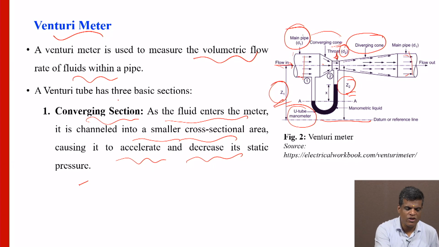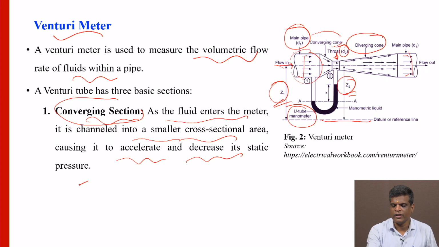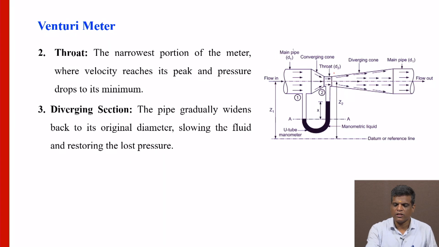The first section is the converging section. How does the converging section work? It starts with a regular pipe, then suddenly the cross-sectional area decreases. Then the throat remains the same, but here the velocity reaches a peak, we get the maximum velocity, while the pressure is at a minimum. The velocity reaches a very high peak.